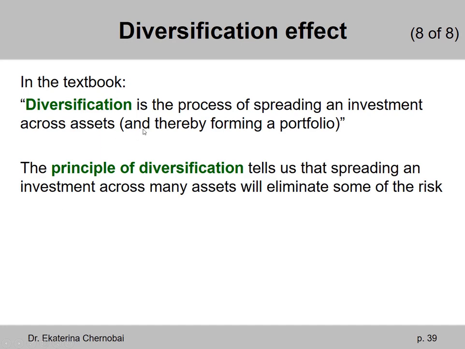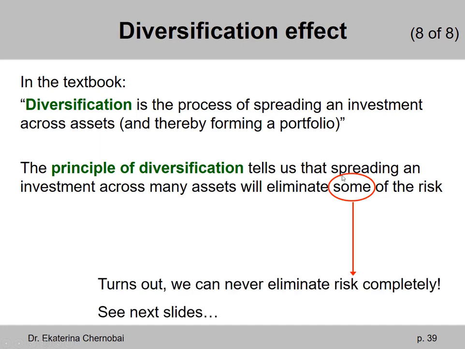So to finish this topic on the diversification effect, the textbook says that diversification is the process of spreading an investment across assets and thereby forming a portfolio. The book also says that the principle of diversification tells us that spreading an investment across many assets will eliminate some of the risk. The key word here is some of the risk. So can we never eliminate the risk completely if we keep adding more and more and more stocks and building a more diversified portfolio? We're going to see the answer to this question on the next slides.